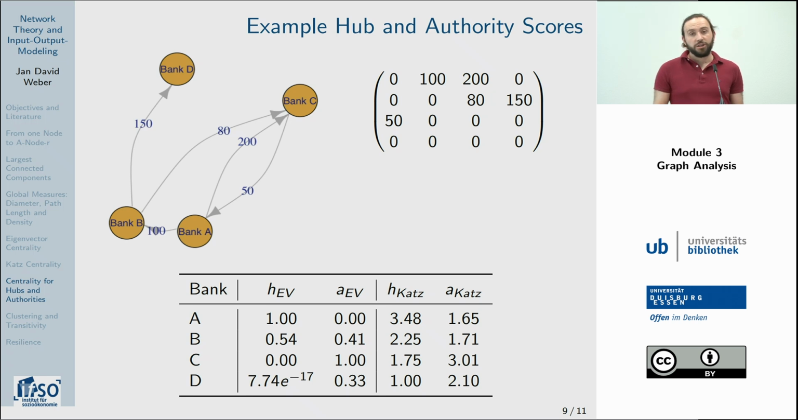This relationship keeps the same with Katz centrality. However, the values are different, so you can't compare the concepts, and also the relationship between the banks changes. That's the important aspect to keep in mind here, that this is the only thing that changes because of this beta parameter, which penalizes connections which are further away.